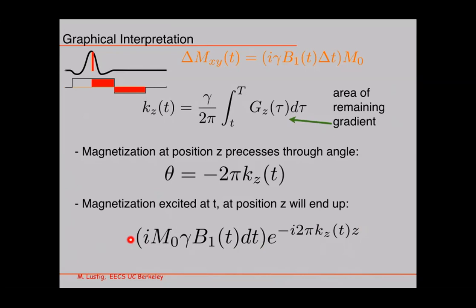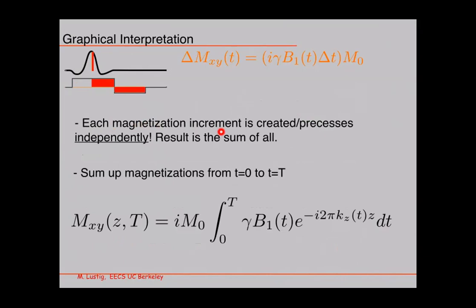What is the total signal? The total signal is the integral over z, and the integral over t, the entire time. For all these excitations, I need to integrate over time. Each magnetization increment is gated, precessed independently, and the result is the sum of all. So we sum the magnetization from time equals zero all the way to time t. Again, we integrate from zero to t and we get exactly the same expression. That's just another way of getting to the same thing.